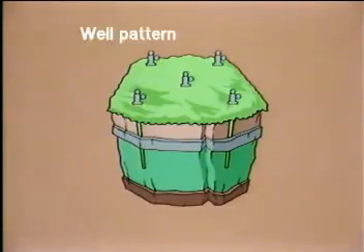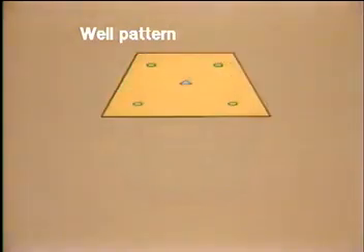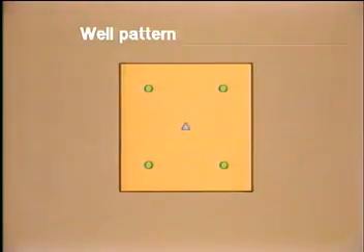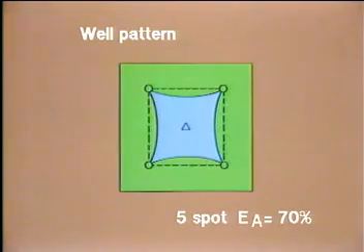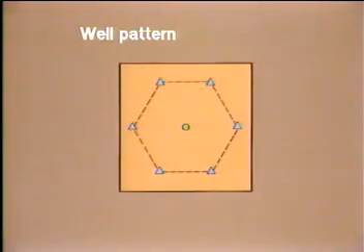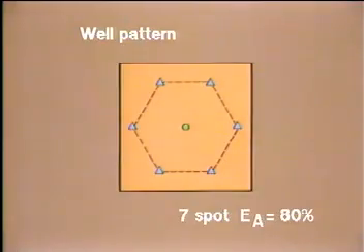Now let's turn to the second important variable influencing the areal component of the volumetric sweep efficiency, the well pattern. Studies have shown that when we have a homogeneous reservoir and a 5-spot well pattern, the areal sweep efficiency at breakthrough for M equal to 1 is about 70%. On the other hand, if we have a 7-spot well pattern with 2 injection wells for each production well, the areal sweep efficiency increases to 80%.